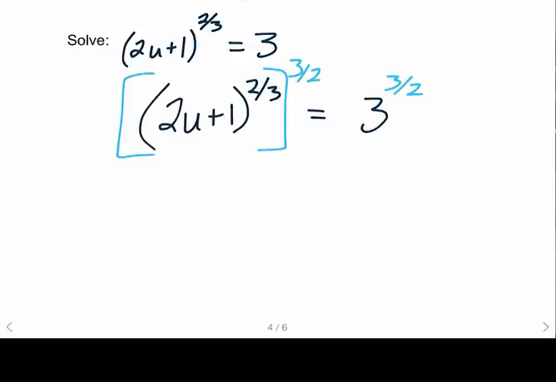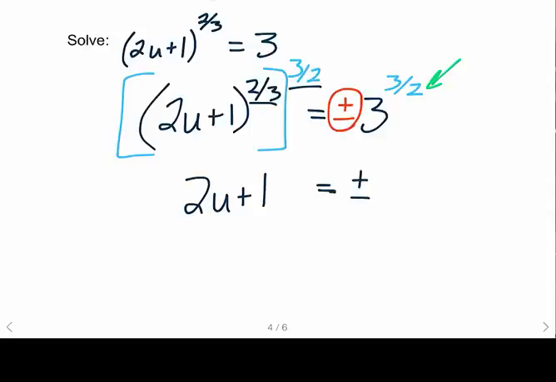So it looks to me like we're going to apply 3/2 as an exponent to both sides. That'll again give us 2/3 times 3/2 as the exponent on the left-hand side. That'll give us the base of 2u plus 1. On the right-hand side, we have 3 to the 3/2 power, and hopefully we remembered that the denominator of that exponent, that 2, indicates square rooting. When we square root both sides of an equation, we have to throw in plus or minus.